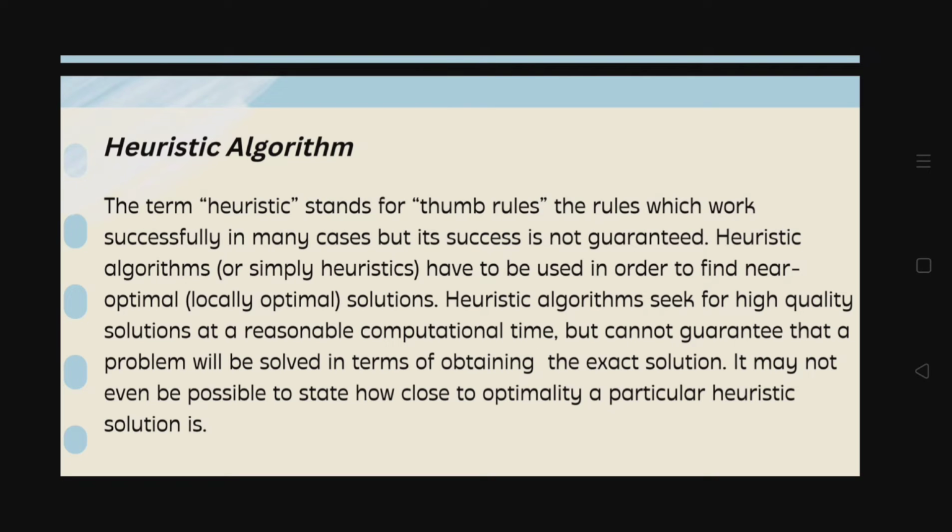Heuristic algorithms seek high-quality solutions in a reasonable computational time, but cannot guarantee that a problem will be solved in terms of obtaining the exact solution. It may not even be possible to state how close to optimality a particular heuristic solution is.